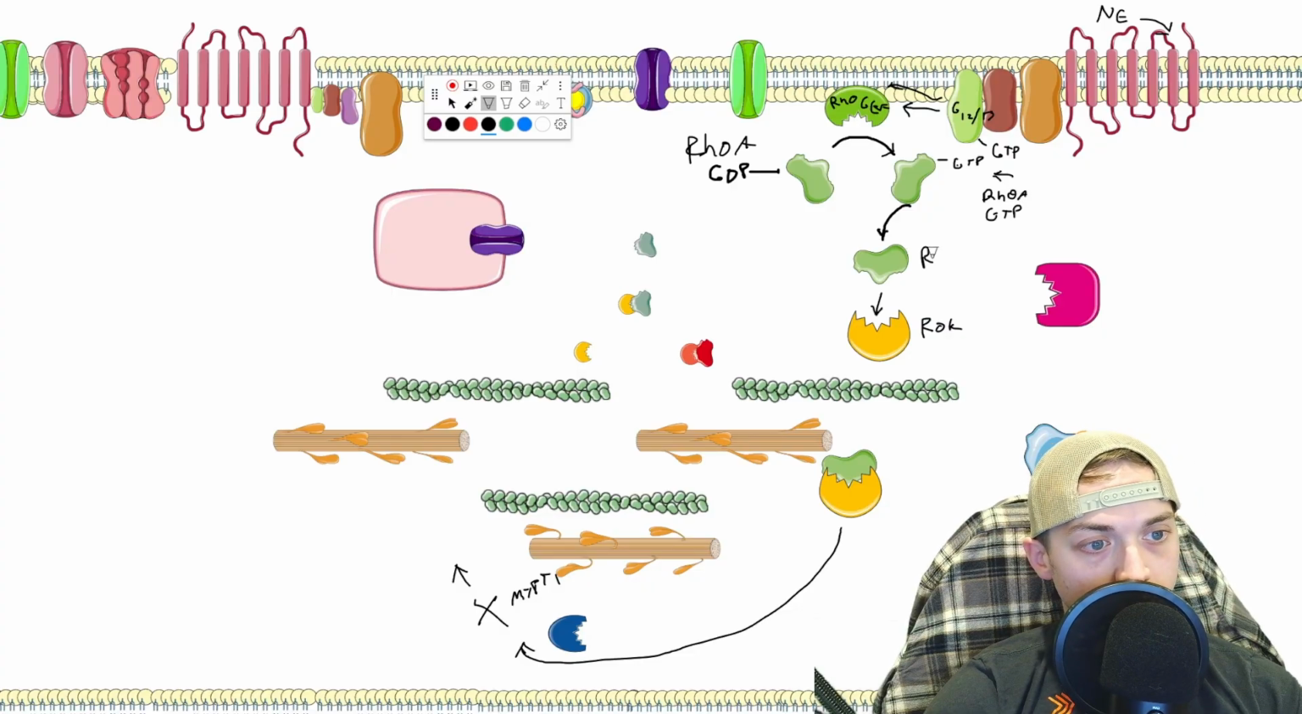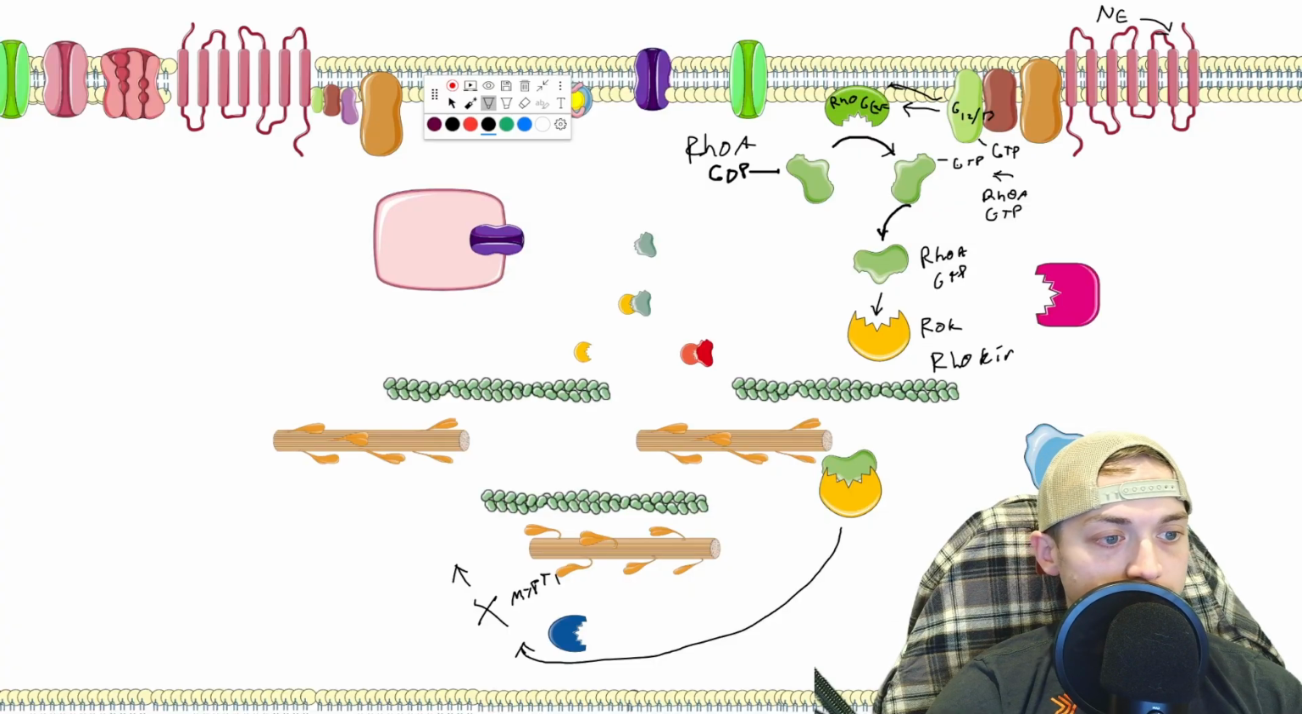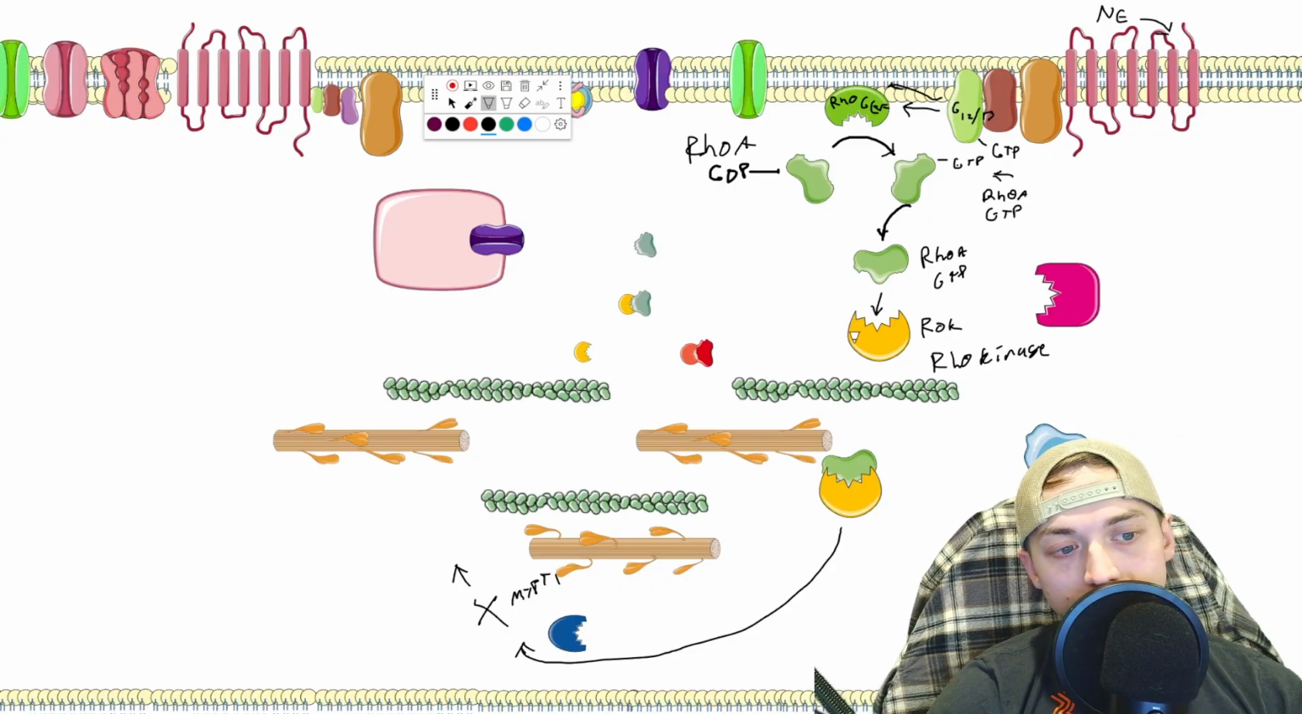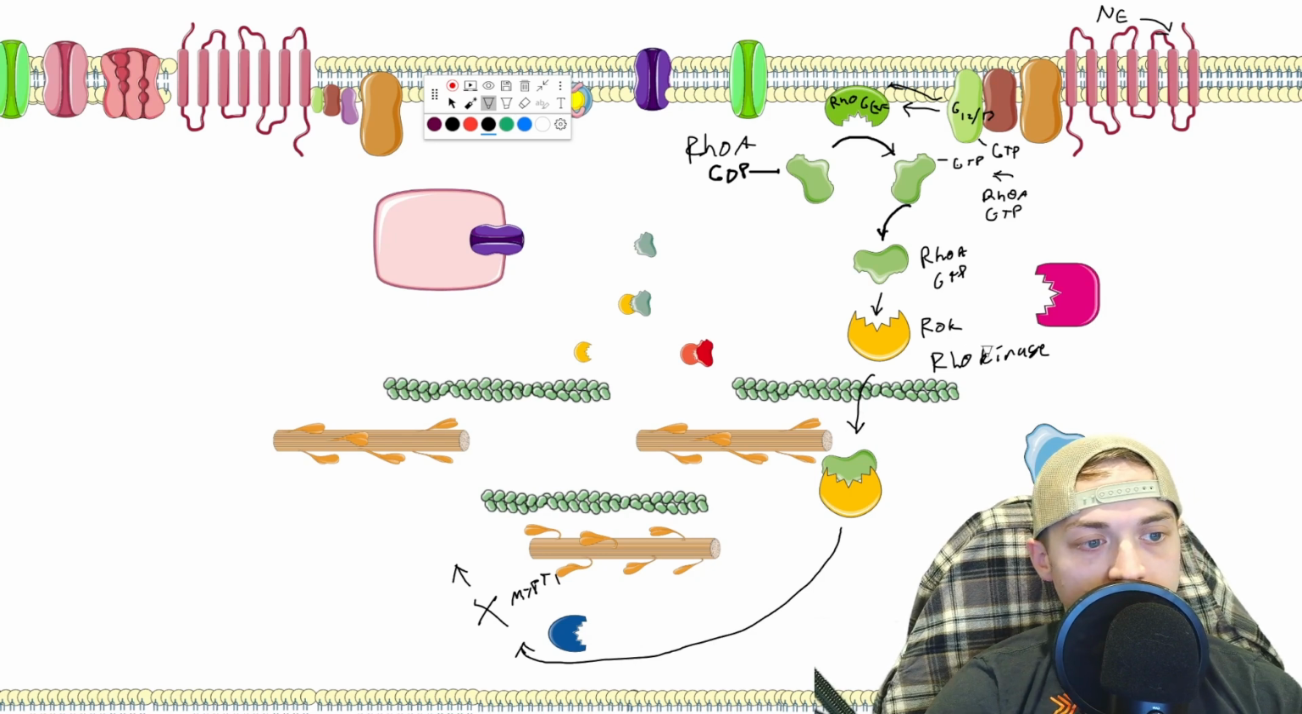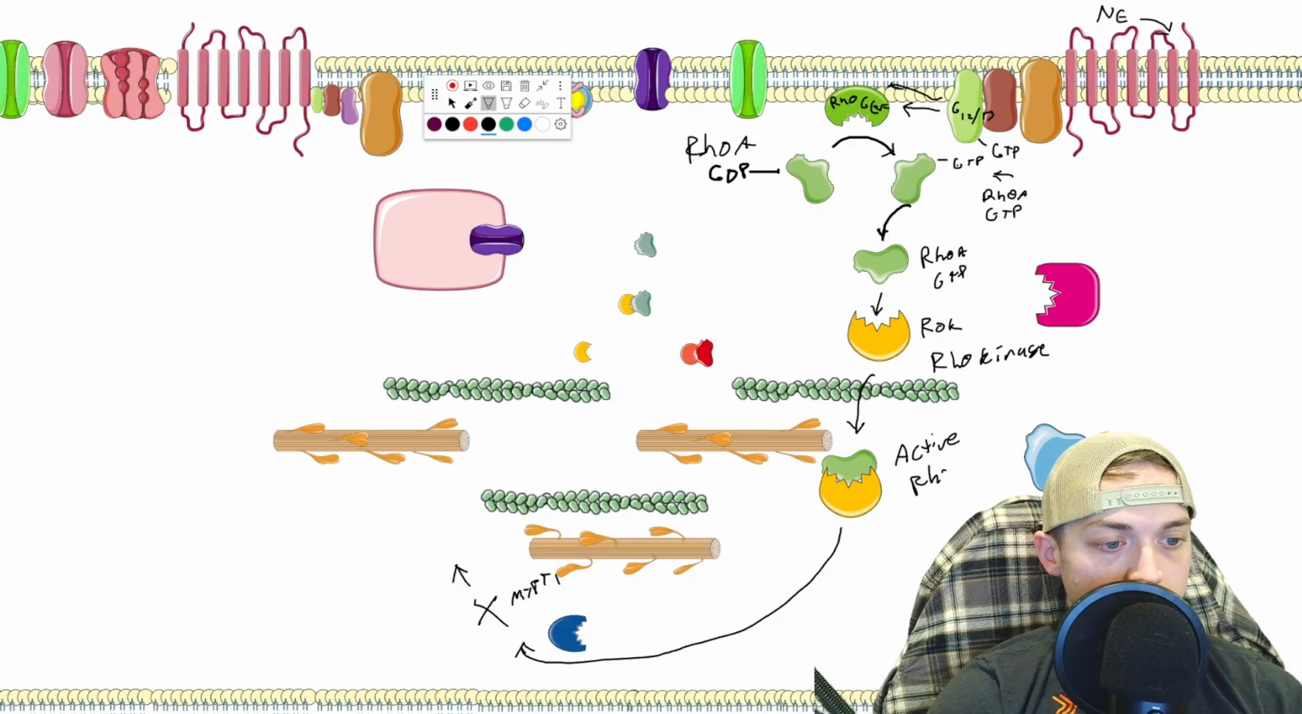So, Rho A GTP. Now, this Rho A GTP is going to come down here, and then this is our Rho kinase, or ROK. Now, these two are going to combine into the active Rho kinase. So this is the inactive form. This is the active form. So this is the active Rho kinase.